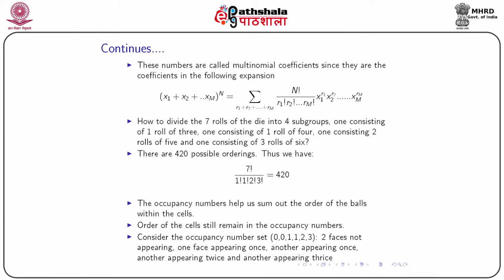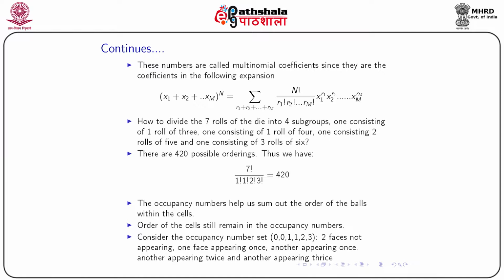If we use this result, we will have 420 possible orderings. How do we get this 420? It will be 7 factorial over, since n is 7, R1 is 1, R2 is 1, R3 is 2 and R4 is 3. I don't have R5 and R6, so they are all 0. So in total we will have 420 possible orderings.